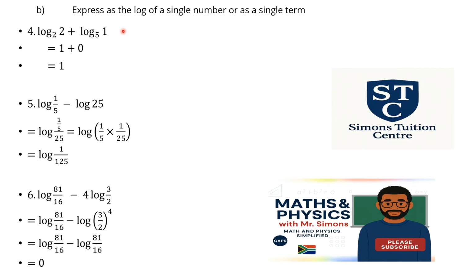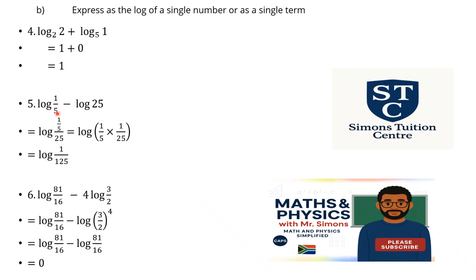Right, express the log as a single number or as a single term. So number 4, they gave me log 2 of 2 plus log 5 of 1. The rules: if the base and the value are the same, that log will always equal 1. Any base and the value is 1, that answer will always become 0. So technically that just becomes 1 plus 0, which then gives me 1.